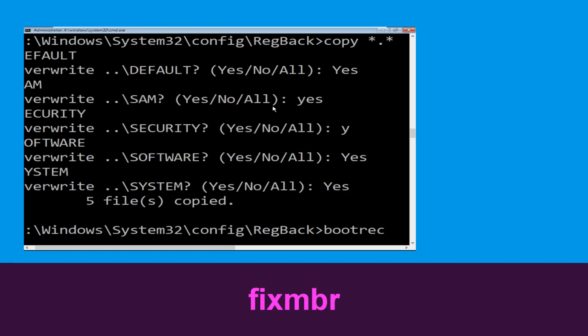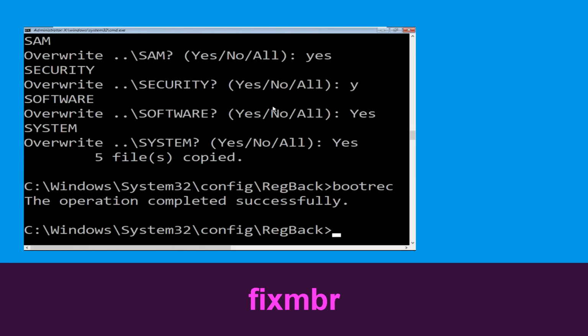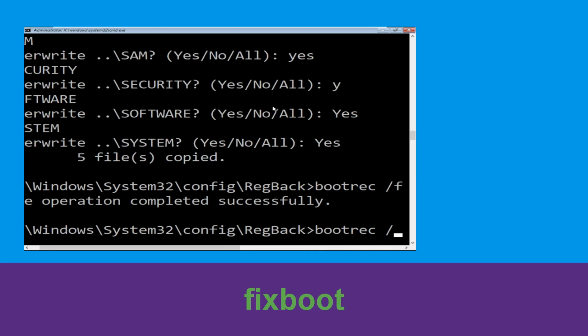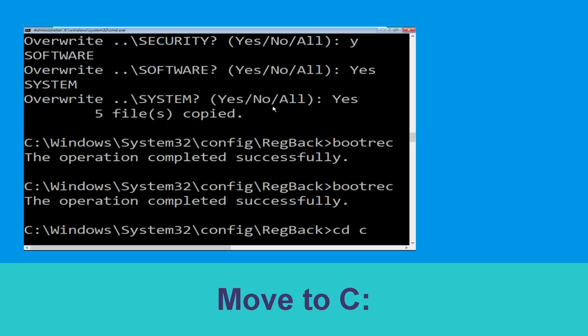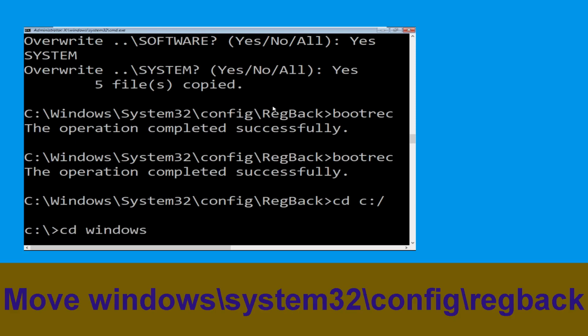Type in bootrec /fixmbr and hit enter to execute the command. Now type in bootrec /fixboot and simply hit enter to execute the command. Type cd c:/ and hit enter. Now type cd windows/system32/config/regback and hit enter to execute.